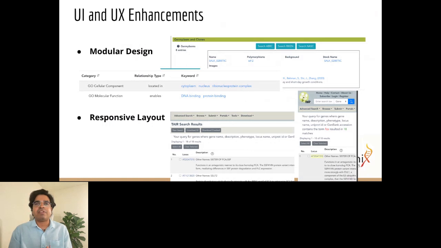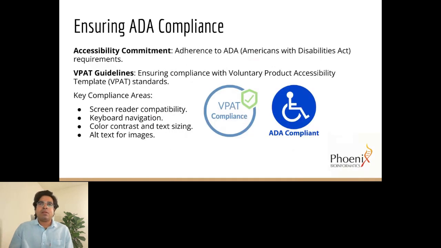Additionally, we are also providing a responsive layout which ensures that TAIR works and looks great, whether you're on a desktop, tablet, or even a smartphone. We're also focusing on streamlining navigation. We want our users to find what they need quickly and easily without unnecessary clicks or confusion. Also, with the demand from our users, we are also making TAIR adhere to various accessibility guidelines such as ADA and VPAT standards. This ensures that TAIR remains accessible to all.